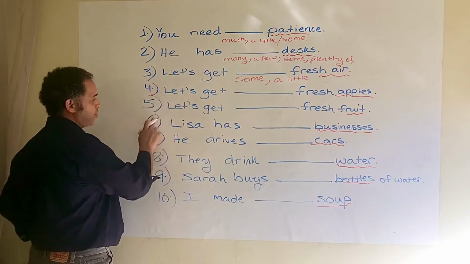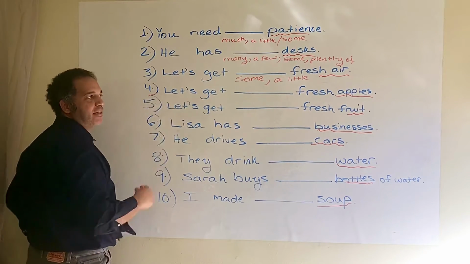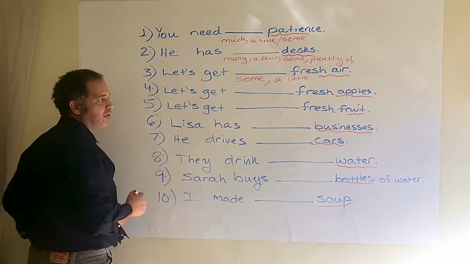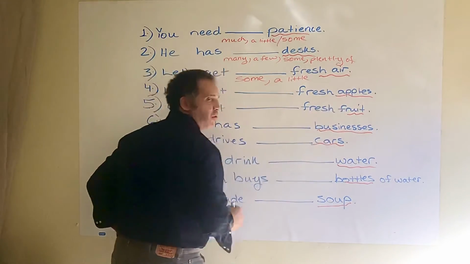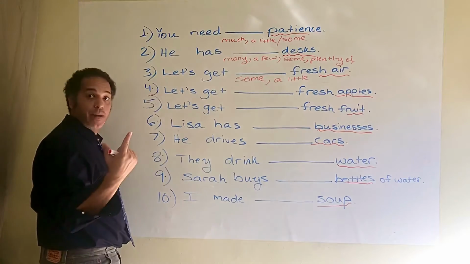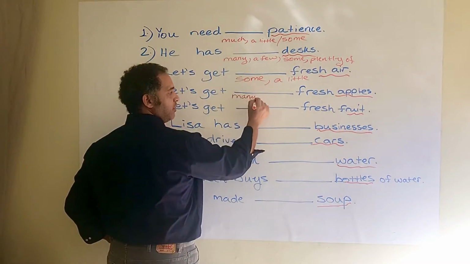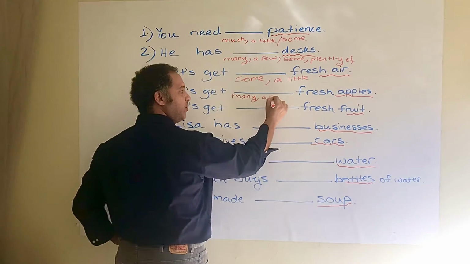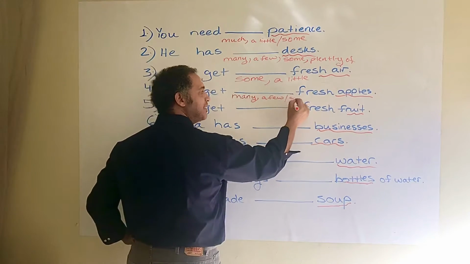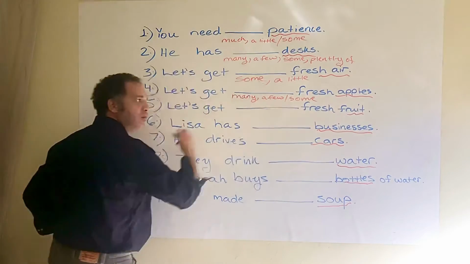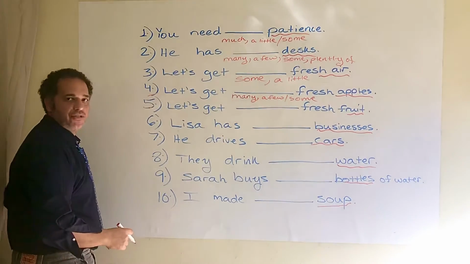Now, let's take a look at the next 2 actually. Let's get fresh apples, countable. 1 apple, 2 apples. So let's get many. Let's get a few. Let's get some. Again, you got quite a few options there.